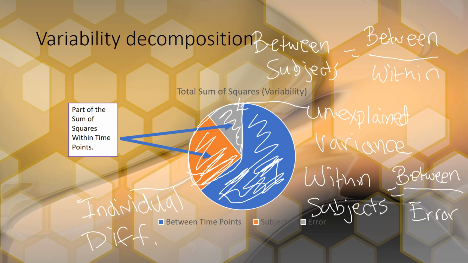Not always, because the degrees of freedom are slightly different for the error. They tend to be a little less for the error than for the within. So not always is it more powerful, but it tends to be more powerful, unless you don't have a lot of individual differences or something like that. But it generally tends to be more powerful.